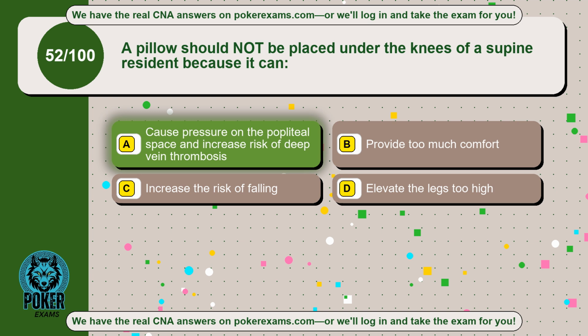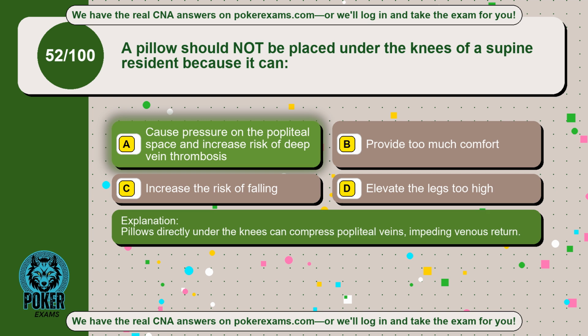The correct answer is Option A, cause pressure on the popliteal space and increase risk of deep vein thrombosis. Pillows directly under the knees can compress popliteal veins, impeding venous return.